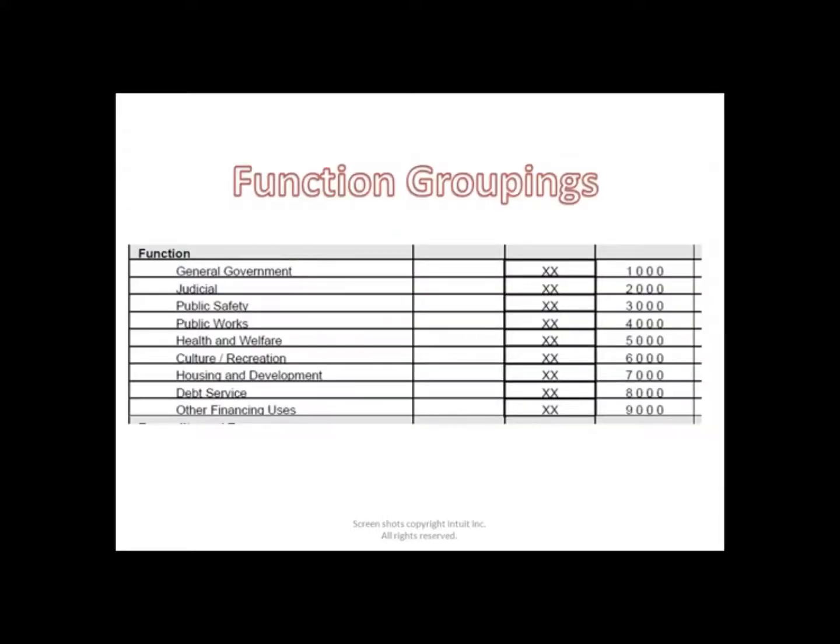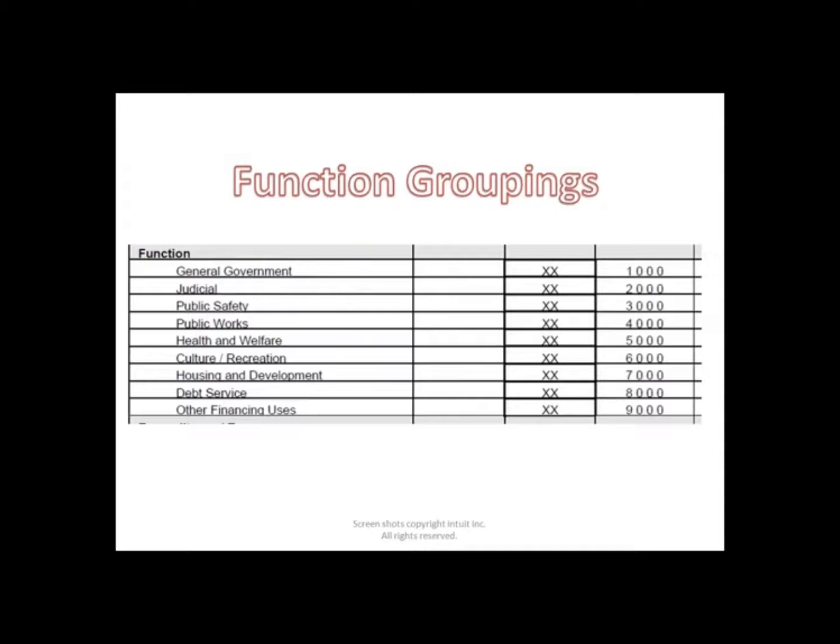Here are the function groupings, just like we saw for the revenue side. They are driven by the first digit. There are 9 different functions that the chart groups things in. The general government function will start with a 1. The judicial function will start with a 2. Public safety will start with a 3. Public works with a 4, and so on. Before setting up QuickBooks expenditures, the very first thing you should do is figure out what departments and functions you want to set up, because that will drive a good bit of your setup process.